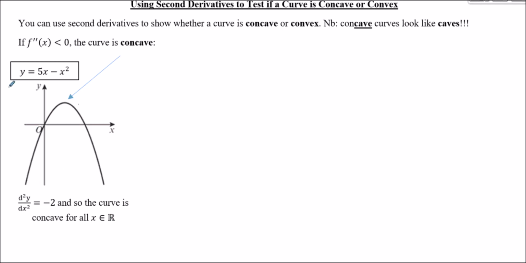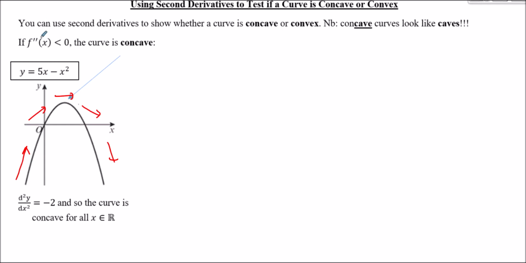dy by dx is a gradient. The second derivative is the rate of change of that gradient. If it's negative, the gradient is decreasing. Here, the gradient starts off really steep, a bit less steep, flat, so 0, then a negative gradient, then a more negative gradient. So the gradient starts positive, but is decreasing each time. It might be 10 here, 8, 6, 0, minus 2, so it's going down at each point. So that's if it's concave: the second derivative is negative.